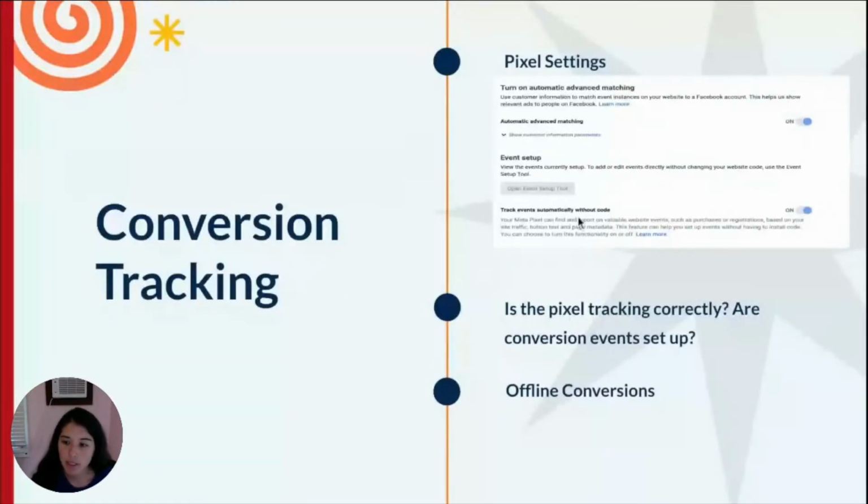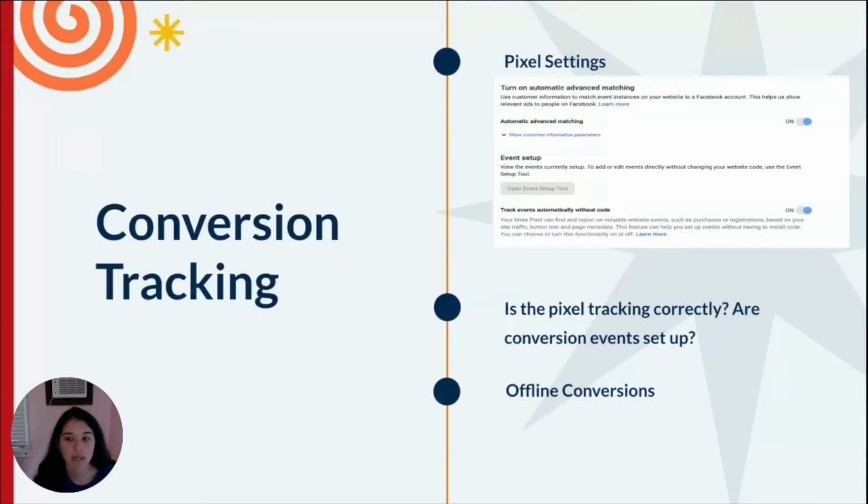And then, is the pixel tracking correctly? Are your conversion events set up? If people are going to your website and donating, are you tracking that correctly? That is one of the first things that you want to dive into, especially if you're getting a new landing page or a new donation platform in time for Giving Tuesday and year end. You want to make sure that you're able to track those events within Facebook.